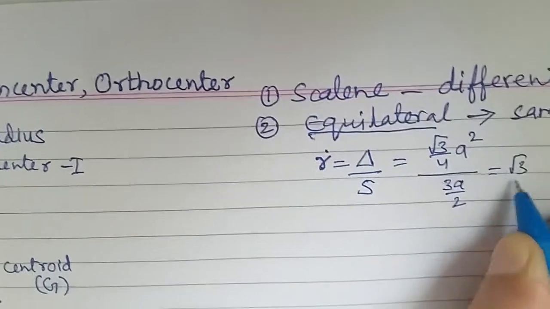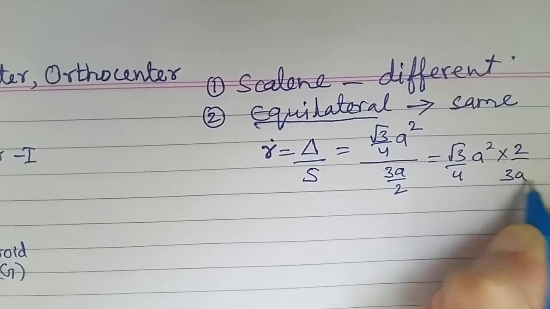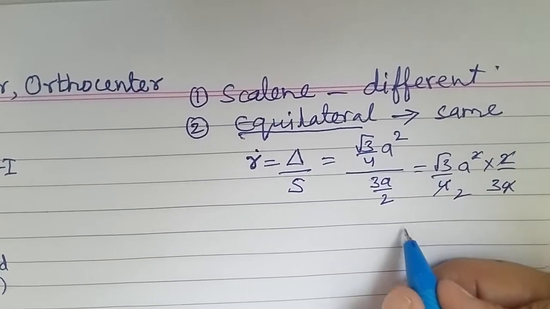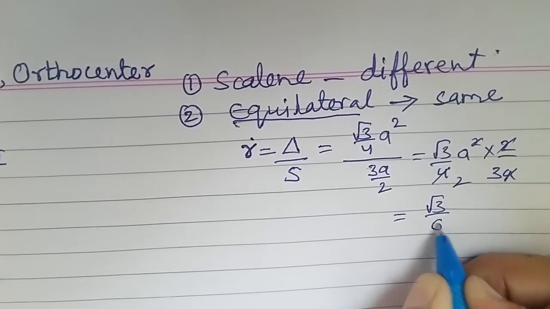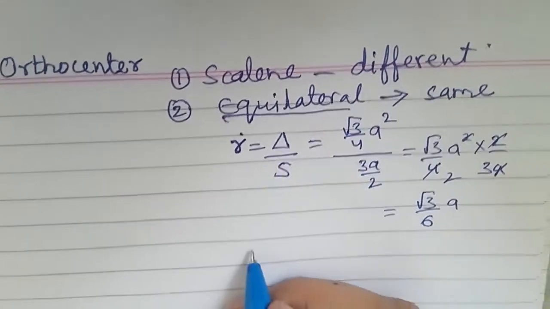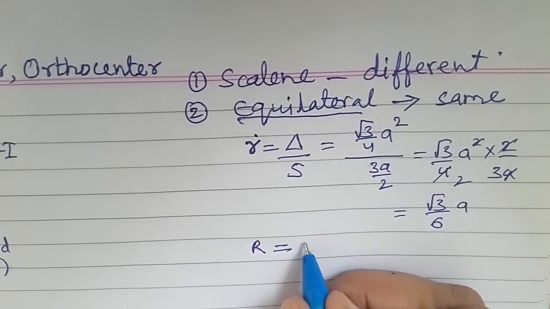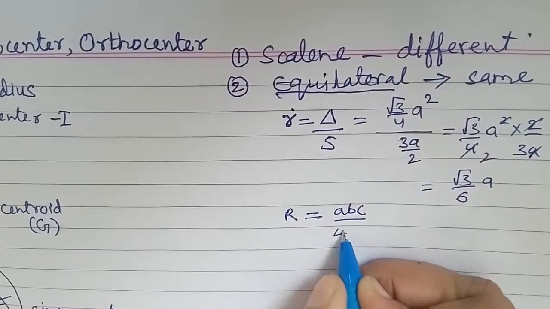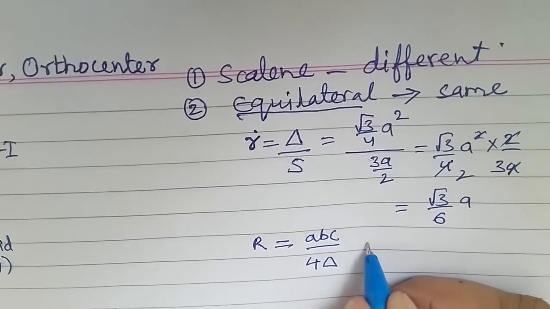And this comes to be root 3 upon 4 a square into 2 upon 3a. So this a and this a square will go, and we are left with root 3 upon 6a. And the formula for this circumradius is abc upon 4 delta, where abc are the sides of the triangle and delta is the area of the triangle.